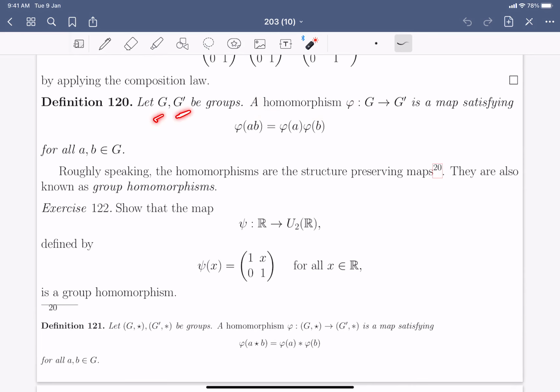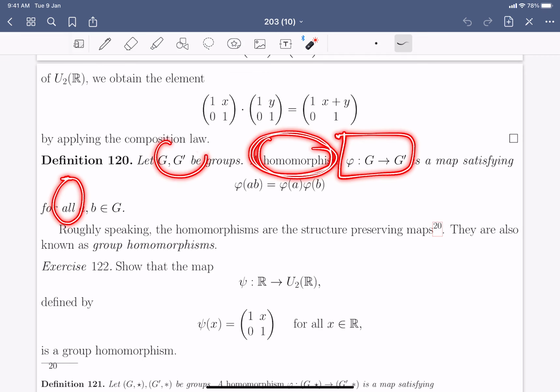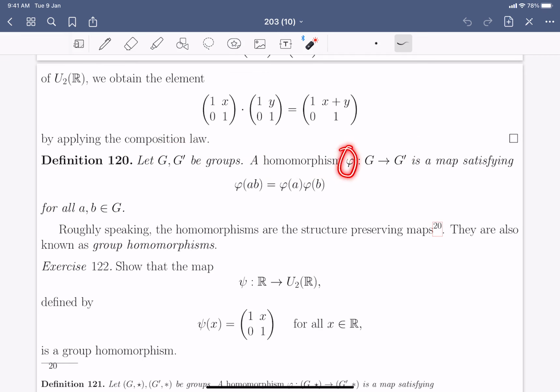If you start with two groups G and G prime, then a homomorphism phi from G to G prime is a map satisfying the following condition: phi of AB is phi A times phi B, for all A, B in G. Let me repeat that: phi of AB is phi A times phi B, where phi is a given map from G to G prime. We want that phi of AB is phi A times phi B for all A, B inside G. In such a situation, this function phi from G to G prime is called a homomorphism from G to G prime. So a homomorphism phi from a group G to a group G prime is a map that satisfies this condition.